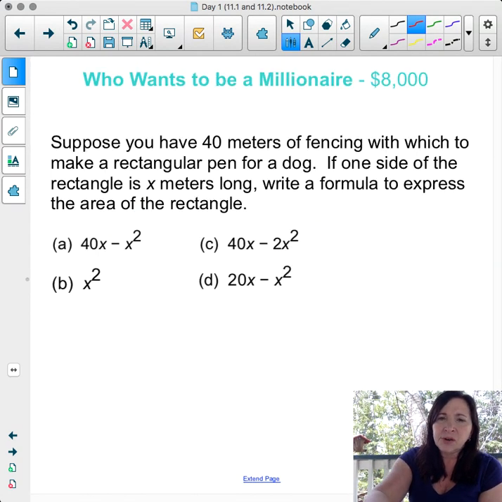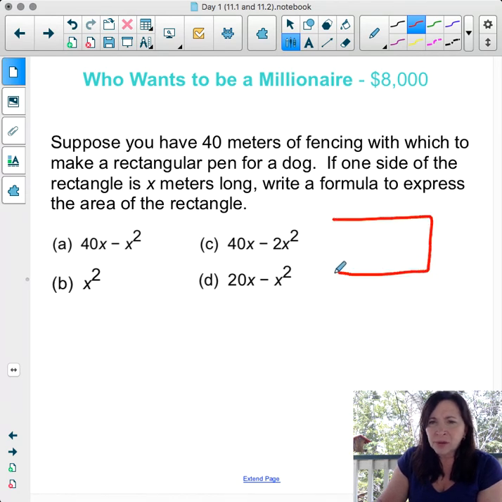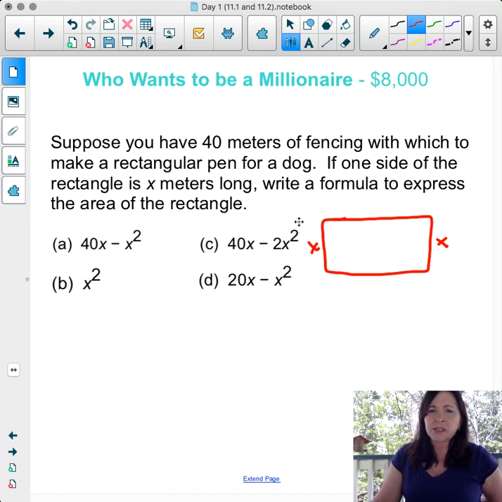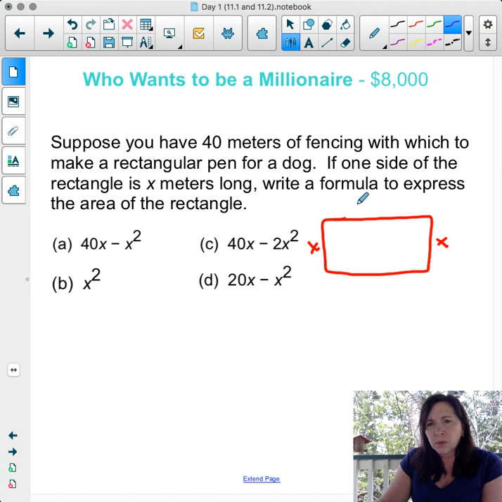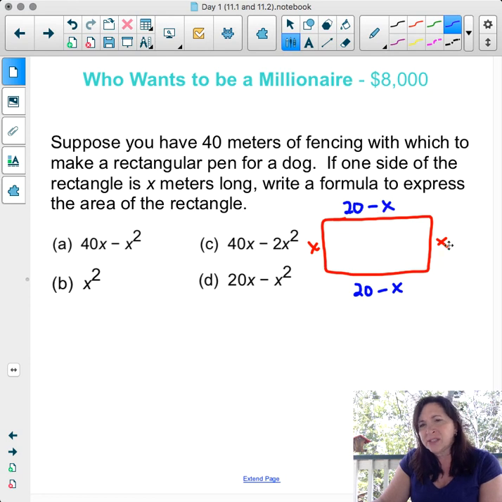Suppose you have 40 meters of fencing with which to make a rectangular pen for a dog. If one side of, okay, so let's draw in our pen. So we have a rectangle here. It says one side of the rectangle is x meters long. So we'll call that x. And write a formula expressing the area of the rectangle. Well, let's see. We know that we have only 40 meters, and one of those is x. So this would have to be 20 and 20, but we would have to take away our x, because if the total meters all the way around is 40, and we added those, the minus x is going to cancel with the plus x. So we know that that's 20 minus x.